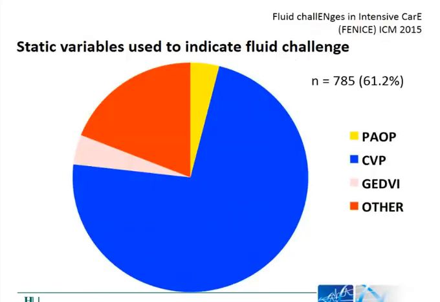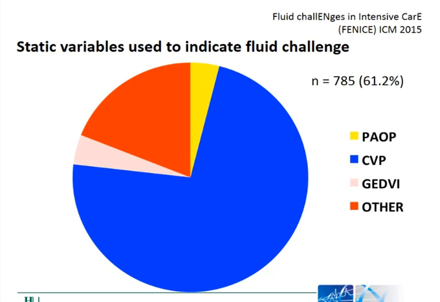Despite that, and this is not a study from 15 years ago, this was published only 3 years ago, with Daniel and Jean-Louis among many of the co-authors of this study, we actually found out that the CVP is still the most used variable at the bedside.